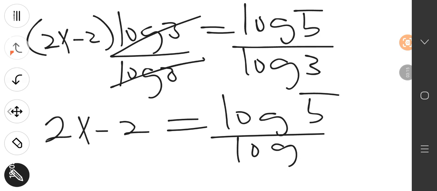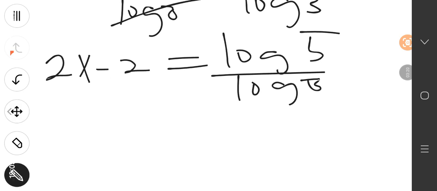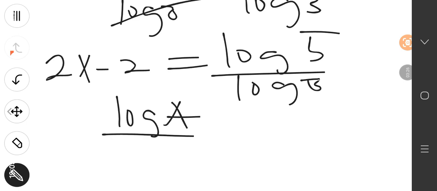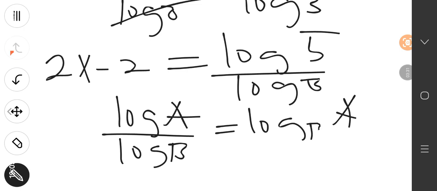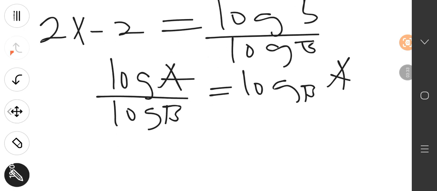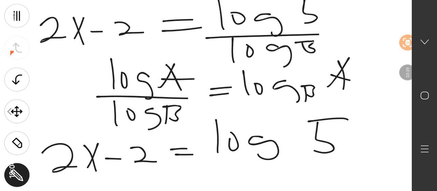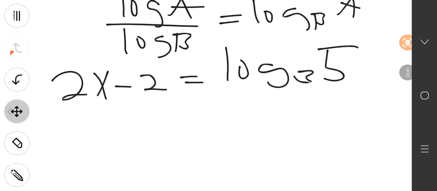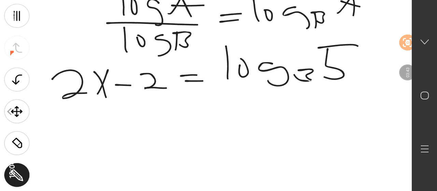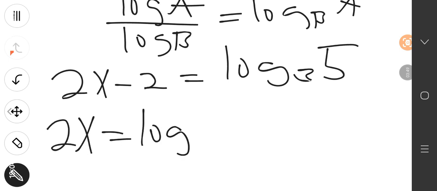The next thing we're going to do is to apply the change of base formula. We say log a over log b should give us log a base b. So our equation becomes 2x minus 2 equals log 5 base 3. So we are going to transpose minus 2. So we are going to have 2x equals log 5 base 3 plus 2.